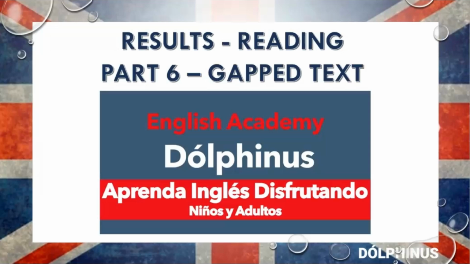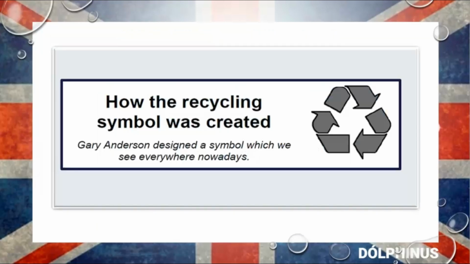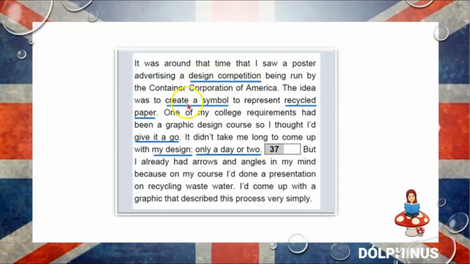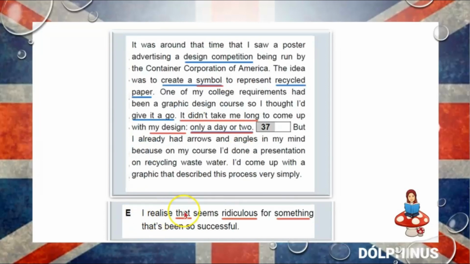Let's see the results of how the recycling symbol was created. There was a design competition to create a symbol that would represent recycled paper, and he decided to give it a go, and it only took a day or two. In sentence E, I realized that seems ridiculous. What is that making reference to? It's making reference to the time it took for him to create it because it was a very short time. It only took a day or two.